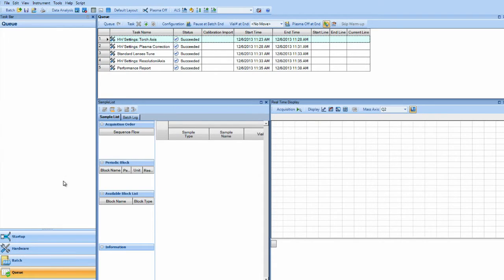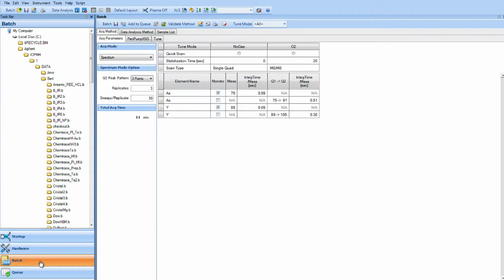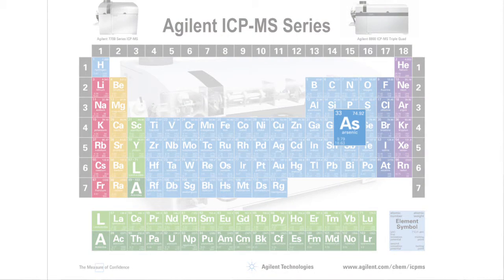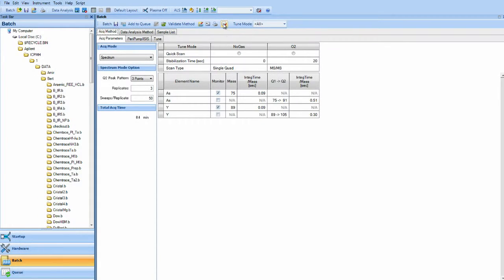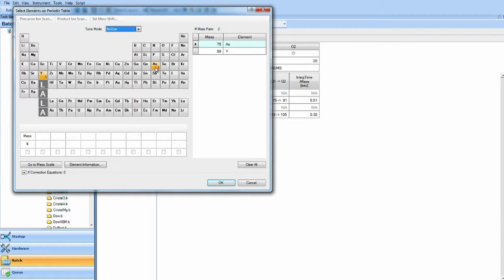Now we can develop our method and run our samples, and this is done through the batch. In the batch, we can select whatever mass we want to use or whatever mass shift we would like to do, depending on the type of analysis we're doing today. In today's case, we're going to look at arsenic. Arsenic is monoisotopic, which means it has one isotope, mass 75. To select a mass, we can just go to the periodic table here and left-click arsenic, and the default mass comes up. To remove a mass, we right-click.